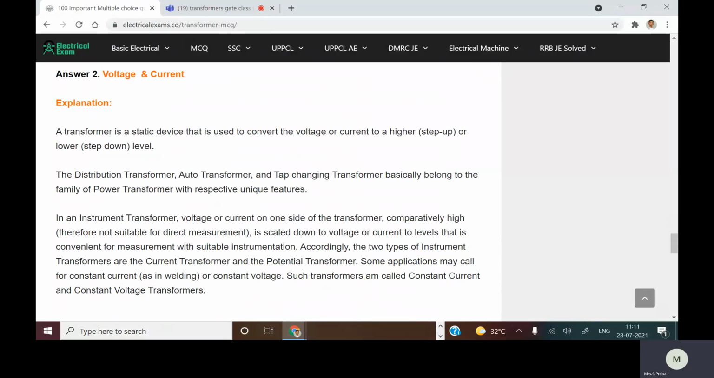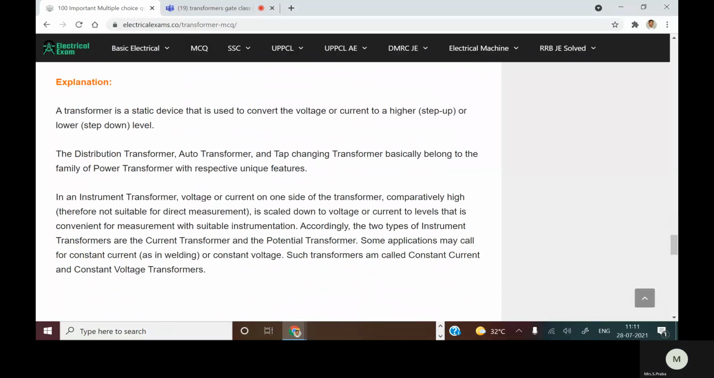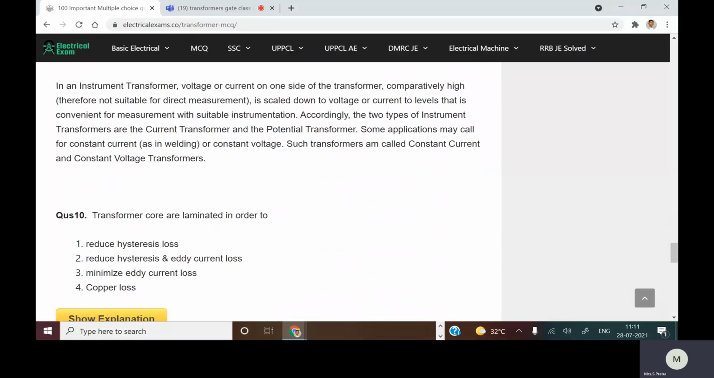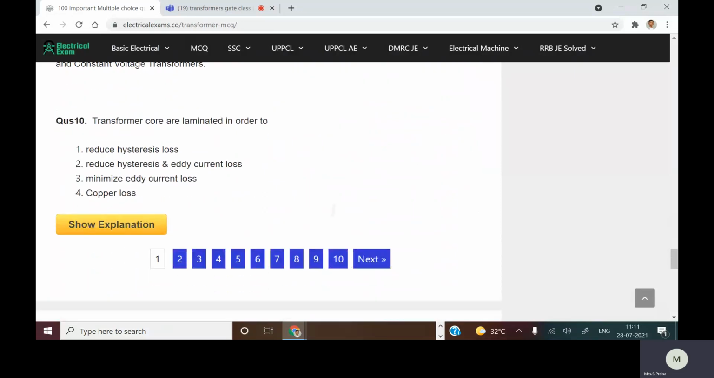Move on to the next question. Transformer cores are laminated in order to... Why are we laminating the transformer cores? To reduce hysteresis loss, or reduce hysteresis and eddy current loss, or minimize eddy current loss, or copper loss. Which one?